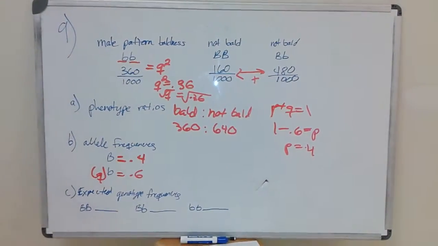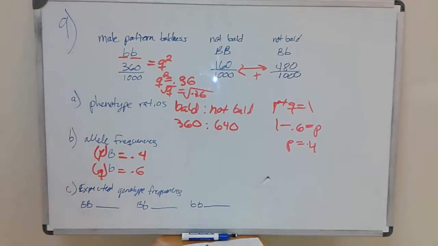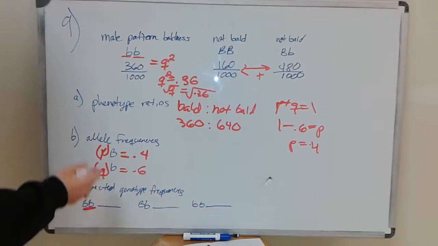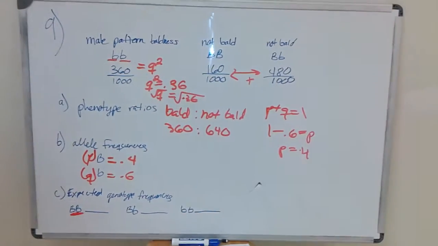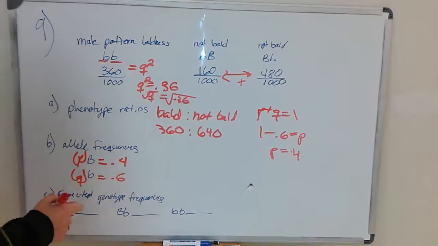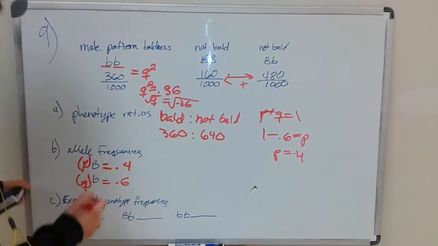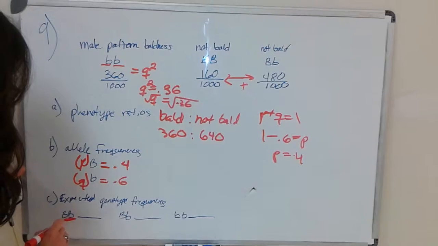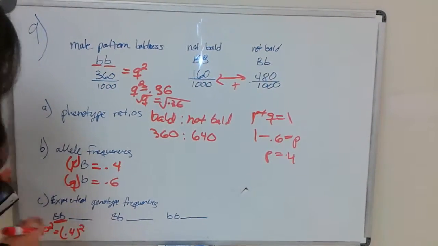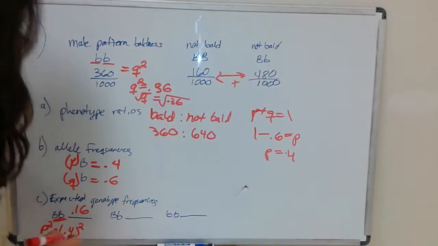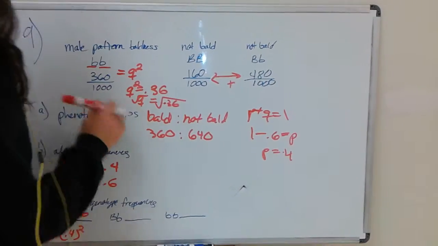Now in order to find the expected genotype frequencies, we already found p and q. So all we have to do for this case is square p. In order to find the homozygous dominant for not bald, we would have to get p squared. So all we would have to do is square 0.4, and that will give us 0.16. Now we already found the homozygous recessive for male pattern baldness, and that was 0.36.